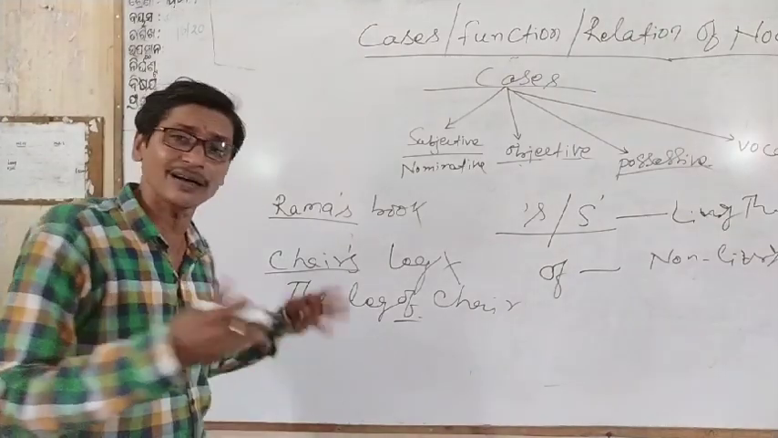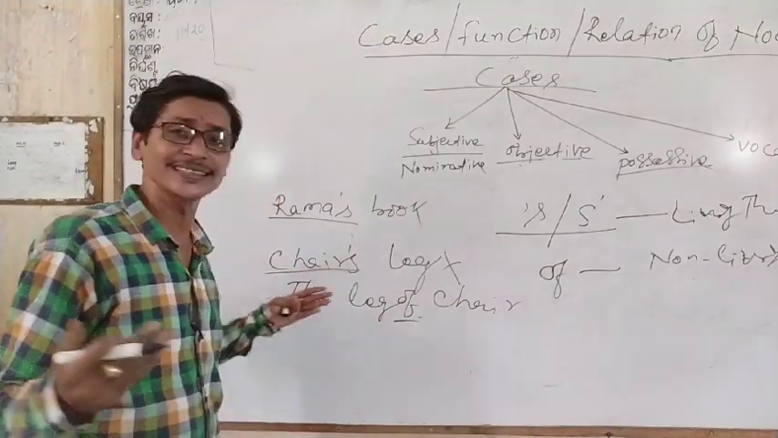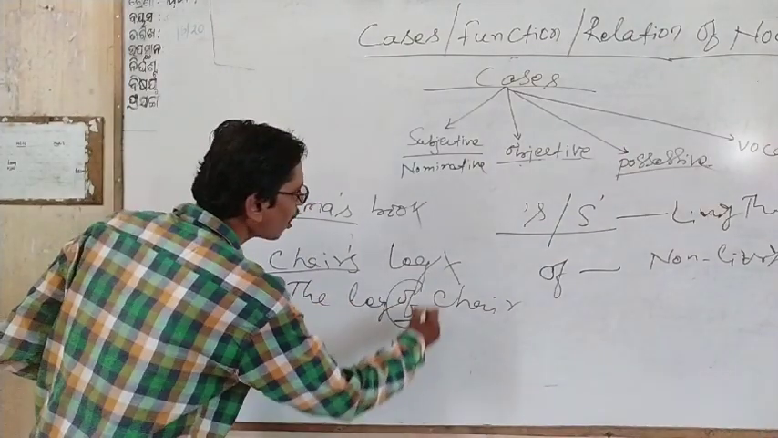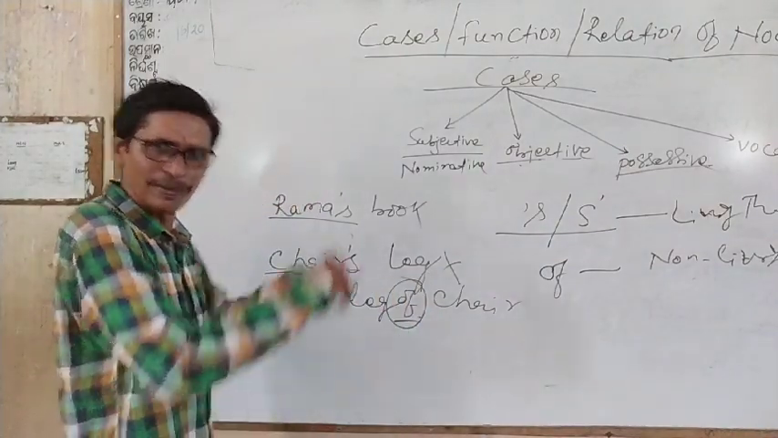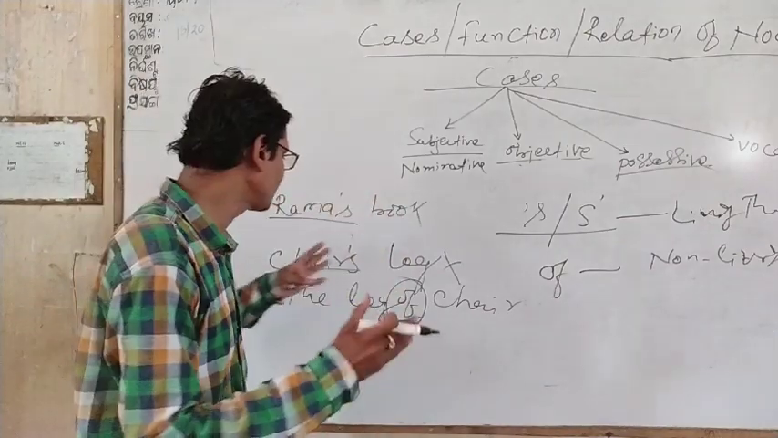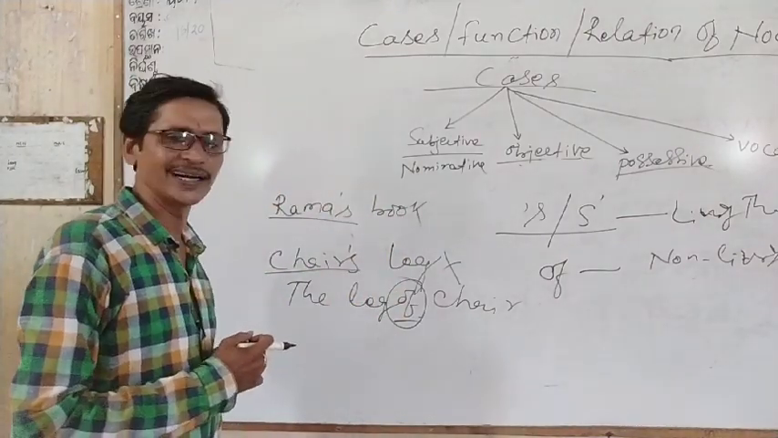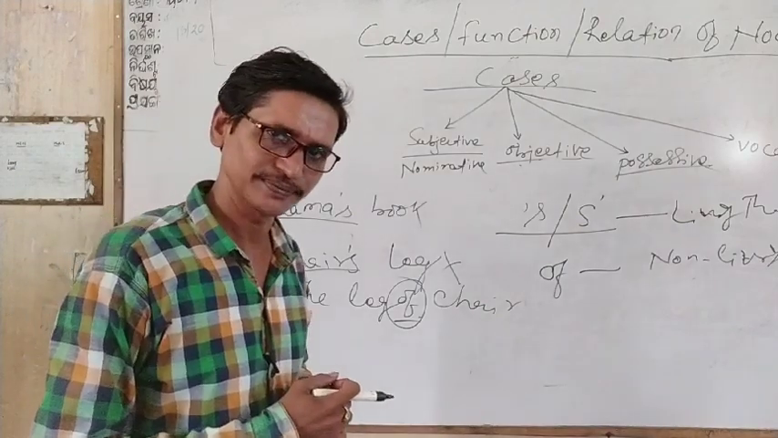But here we cannot write chair's, because chair is not a living thing. Therefore, we can use "of" to make the possessive case of this noun. Instead of writing "chair's leg," we can write "the leg of the chair."